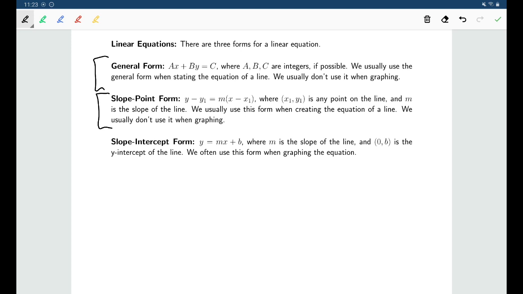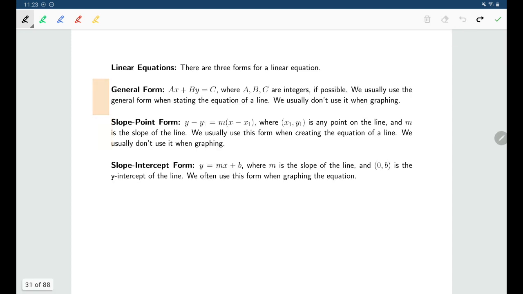Usually the slope point form is what I start with, and then I end with by rewriting it in general form. Now, the one that we usually use for graphing is the slope-intercept form, and that's because this has something where the coefficients, the constant term and the coefficient of x, actually tell us something about how the graph looks.